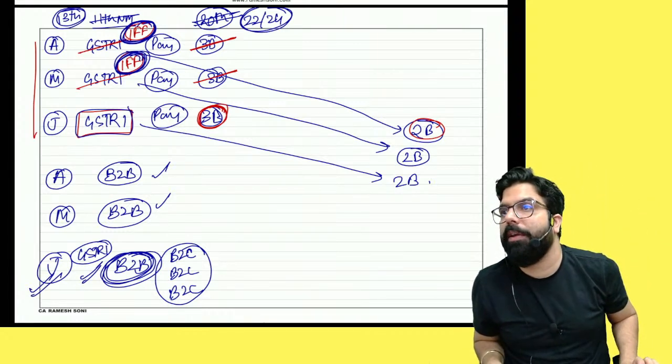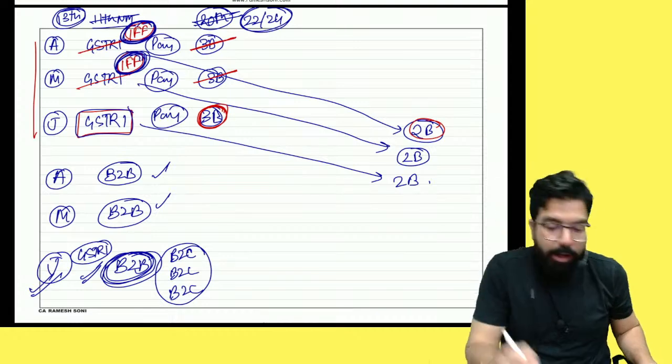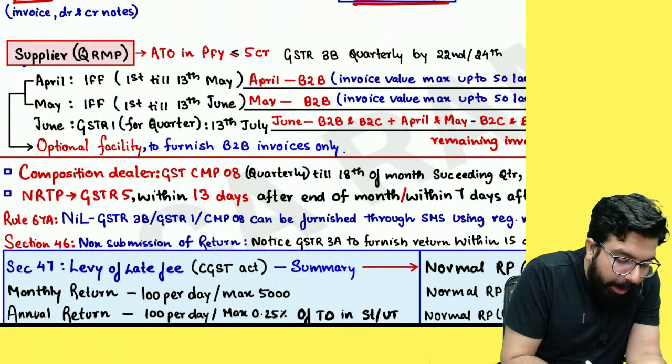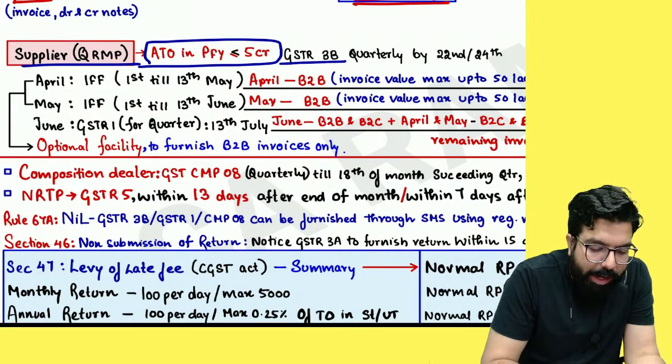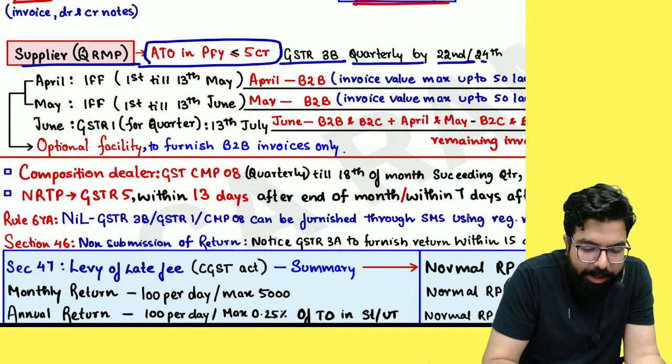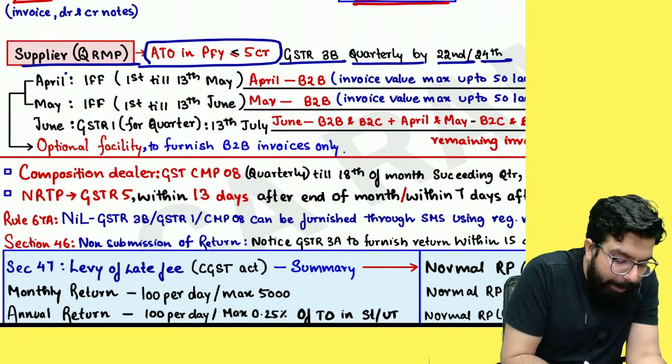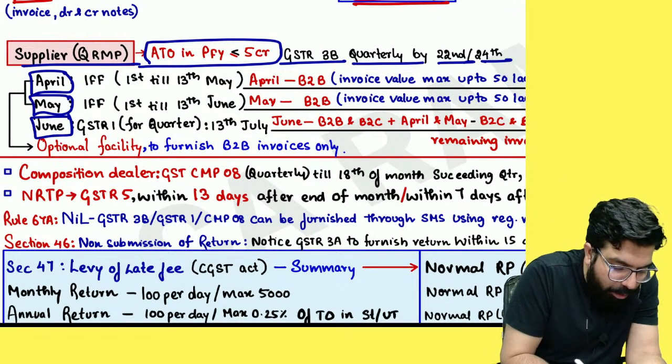Are we clear, everyone? Can I go ahead? Did you guys understand this point? So it is telling over here, QRMP scheme, aggregate turnover is up to how much, everyone? 5 crore. Then you can file GSTR 3B quarterly by what date? 22nd and 24th. April, May and June, if I tell you, you will do IFF and GSTR 1.